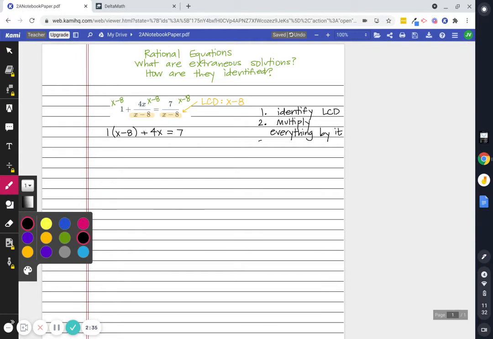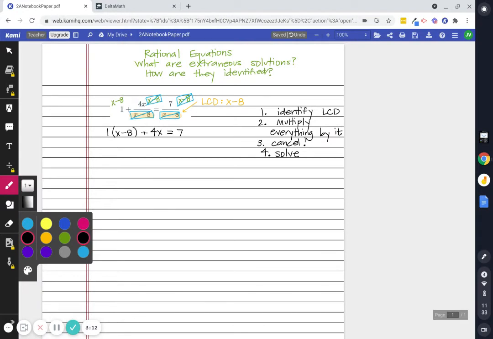Right? And what I mean by that is the x minus 8 times the 1, there's nothing in the denominator to cancel. But the x minus 8 times the 4x divided by x minus 8, if I'm multiplying by x minus 8 and dividing by x minus 8, those cancel each other out. Same thing over here. If I'm dividing and then multiplying by the same thing, they cancel. And so then my final step is to solve.